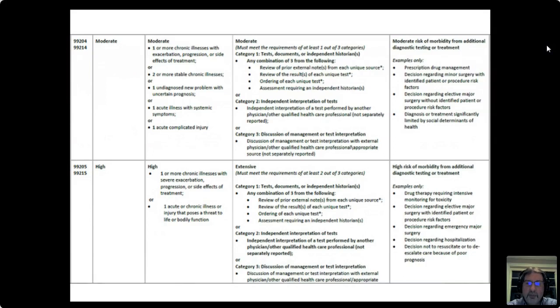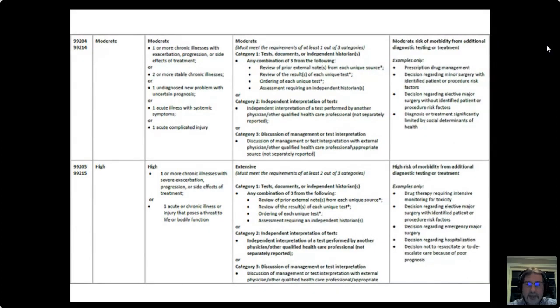So if you do an independent interpretation of a test performed by another physician or qualified healthcare professional that was not separately reported. So for example, let's just say you're an optometrist and you have a glaucoma patient, but you can't do an OCT in your office for some reason. So you send the patient out to get an OCT. They come back and you have to look and interpret that OCT to determine the care of that patient. Then that counts as a checkbox in this category 2. And you only need one of these 3 categories for a moderate medical decision making.